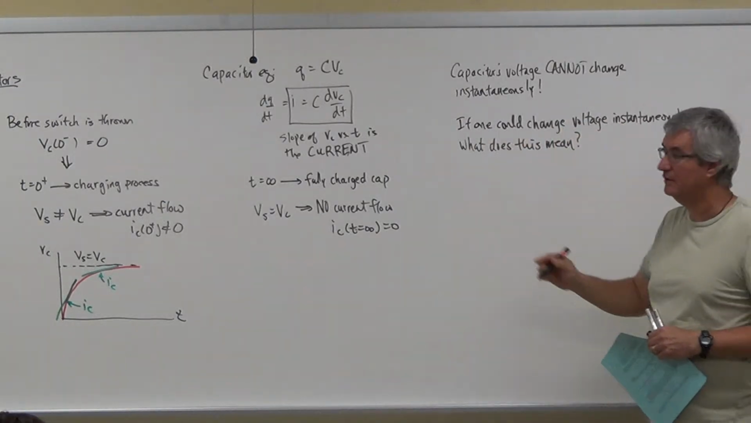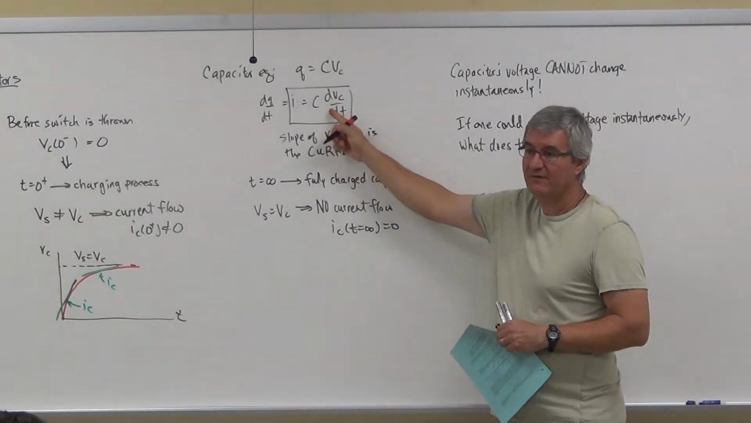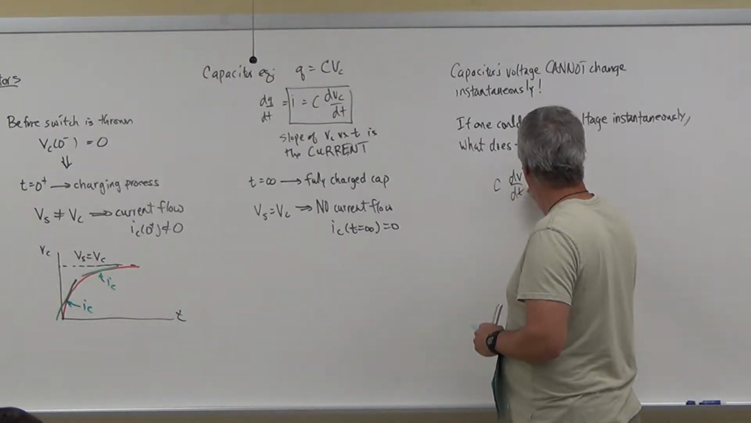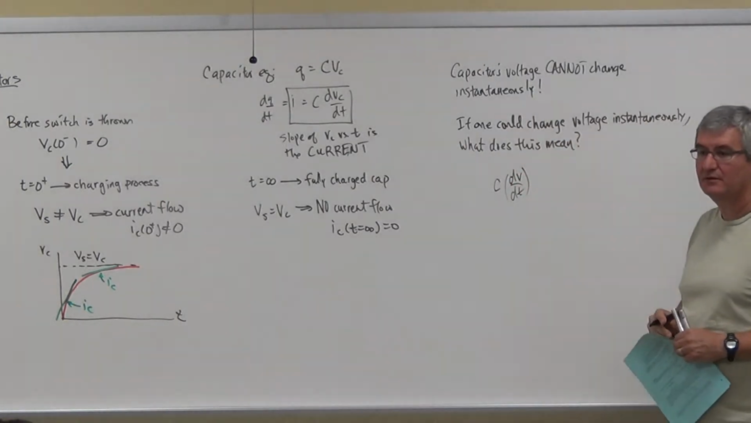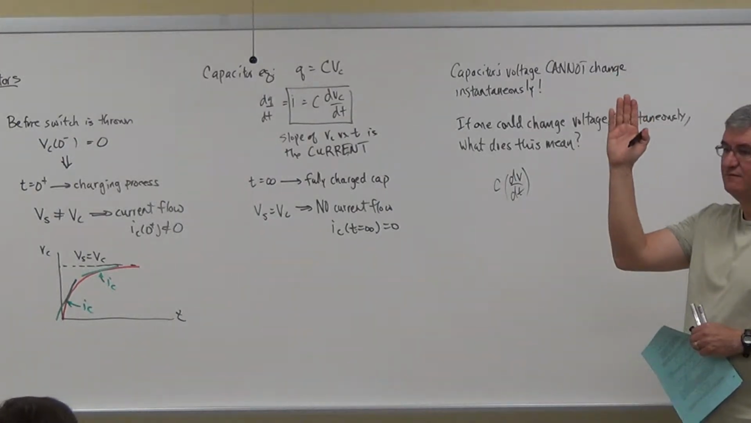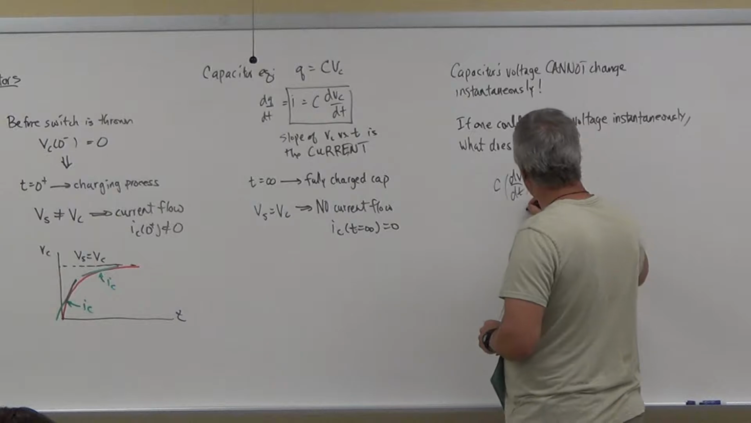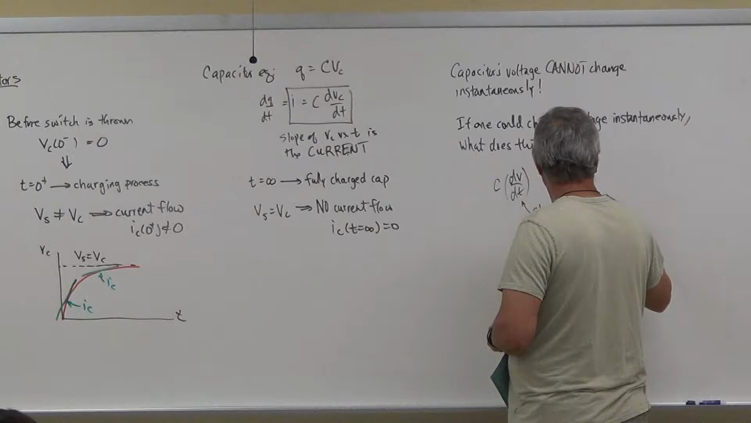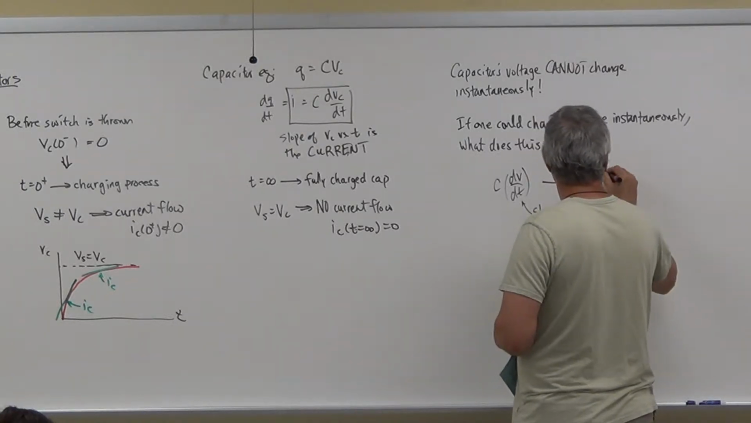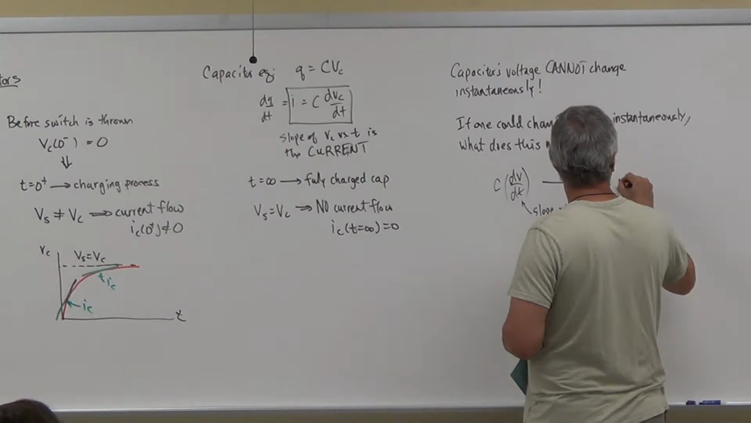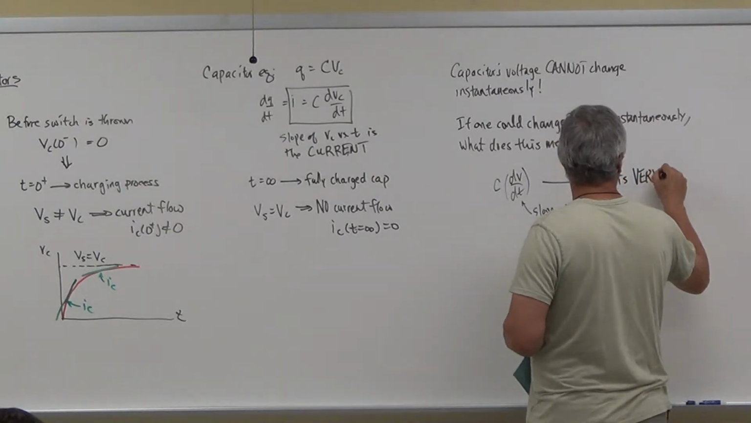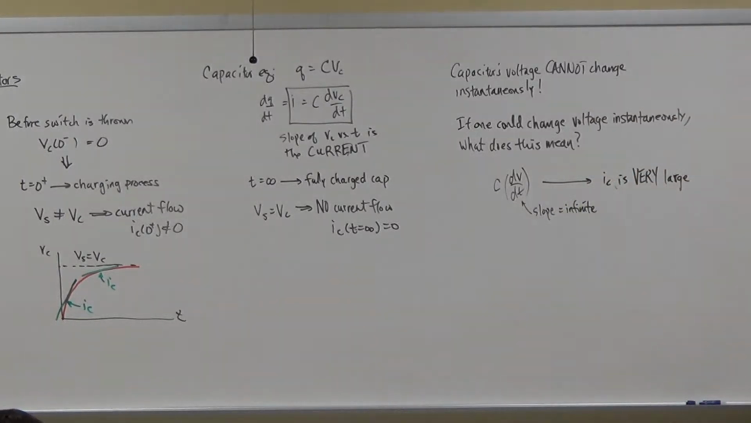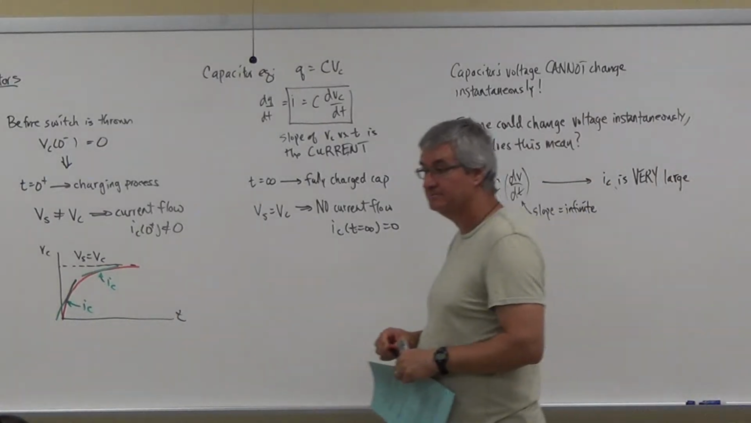Well, if I look at this guy here, if I can change that, then that means that dV/dt, that means that the slope would have to be what? Effectively infinite. So that means here that the slope must be infinite. And so therefore that tells me that the current IC is very large. And in some of these situations, you could get what they call dielectric breakdowns.